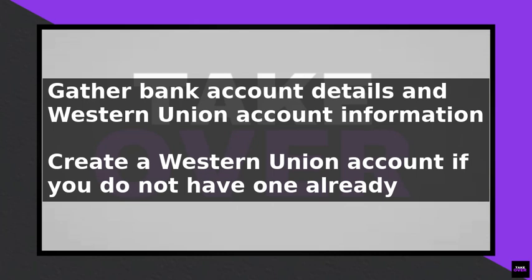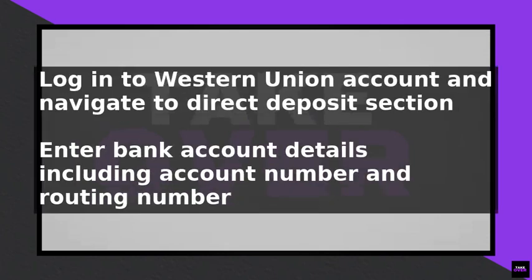Once you have all the required information, log into your Western Union account and navigate to the direct deposit section. This is usually found under the Receive Money or Profile Settings tab. Click on the Set Up Direct Deposit option and enter your bank account details, including the account number and routing number. You will also need to verify your bank account by completing a test deposit.